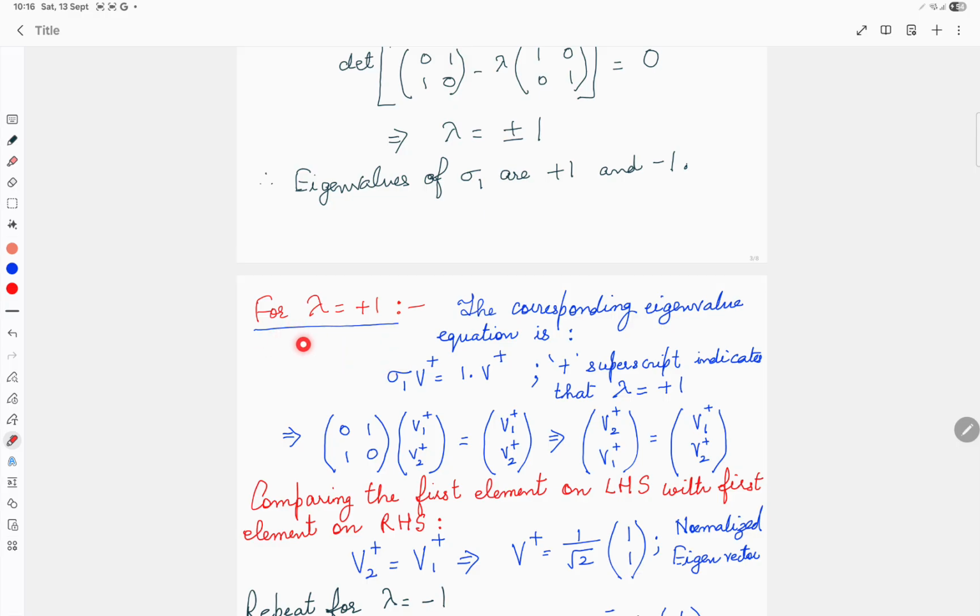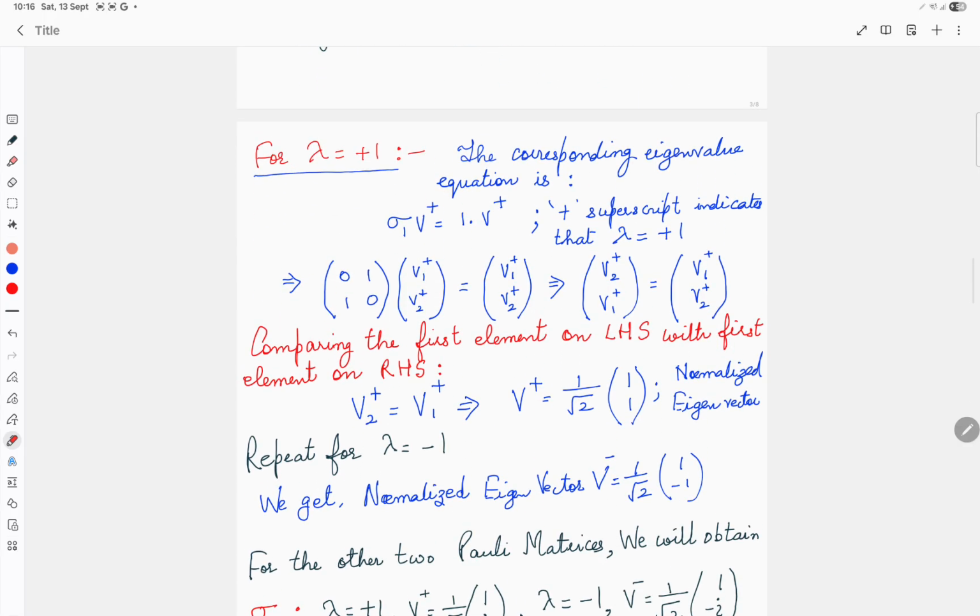So let's do it for lambda equal to +1. We will try to find out the eigenvector corresponding to this eigenvalue. So if lambda is equal to +1, we will write the eigenvalue equation as sigma 1 v plus equals v plus, where the plus superscript is there for eigenvalue equal to +1. So v plus is the eigenvector, and if we try to find it, we will see that the eigenvector comes out to be 1 over root 2 times the column vector (1, 1). This is the normalized eigenvector we will get.